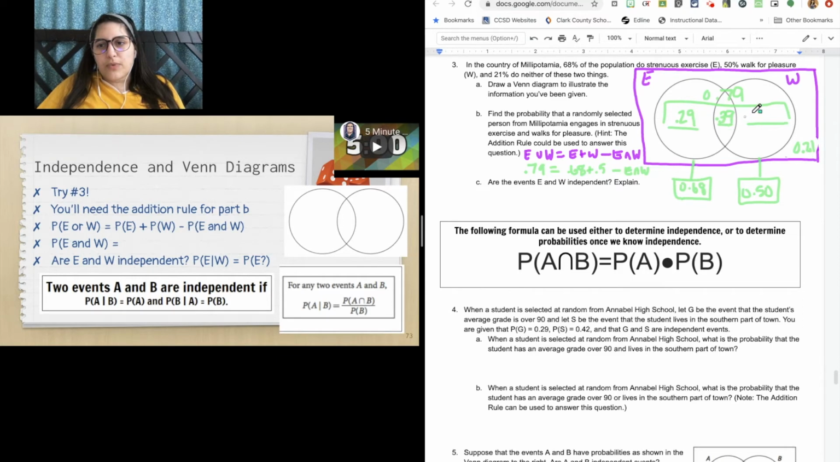Okay, and then I can do the same thing over here for W. So I know that 0.39 and this blank have to add up to 0.5. So 0.11 or 11% is what's going to give me that value. Okay, so now we have all of the information in the Venn diagram. So let's see if we can use it to figure out if these two events are independent.